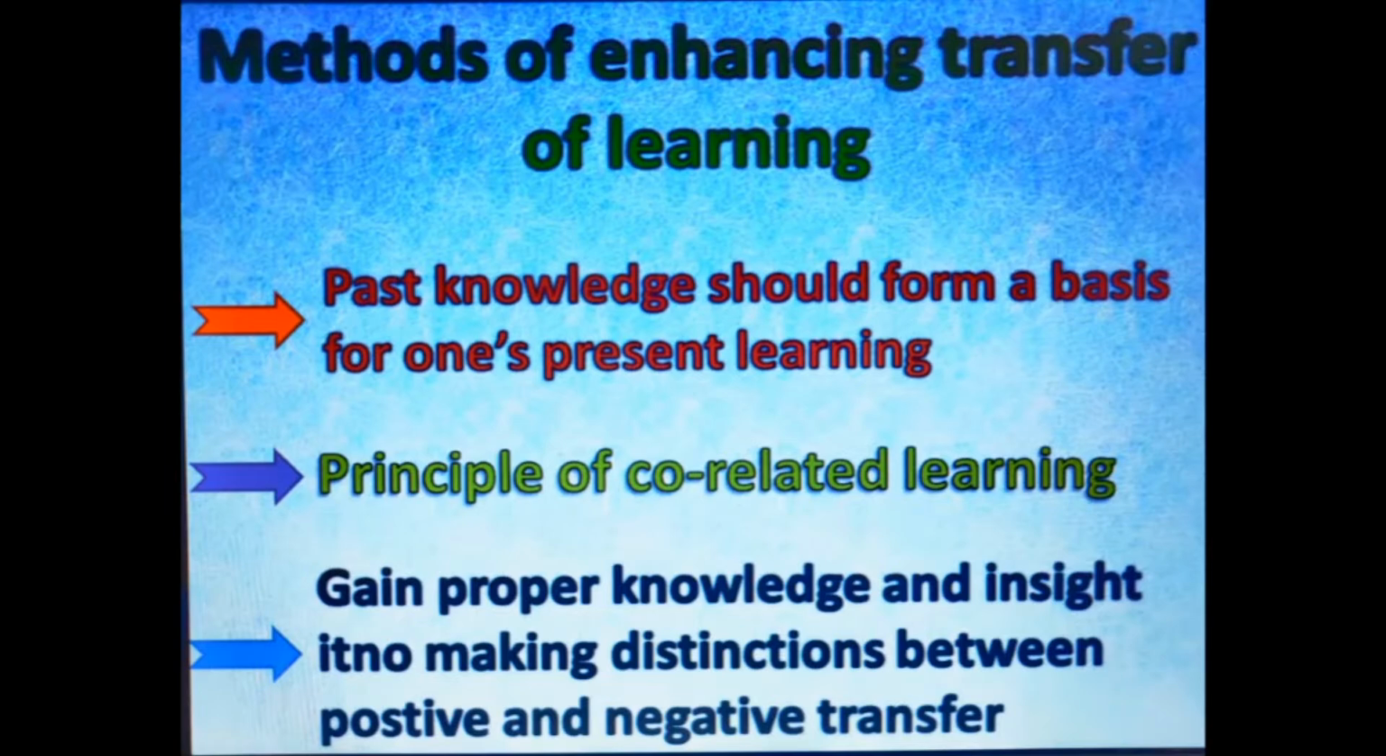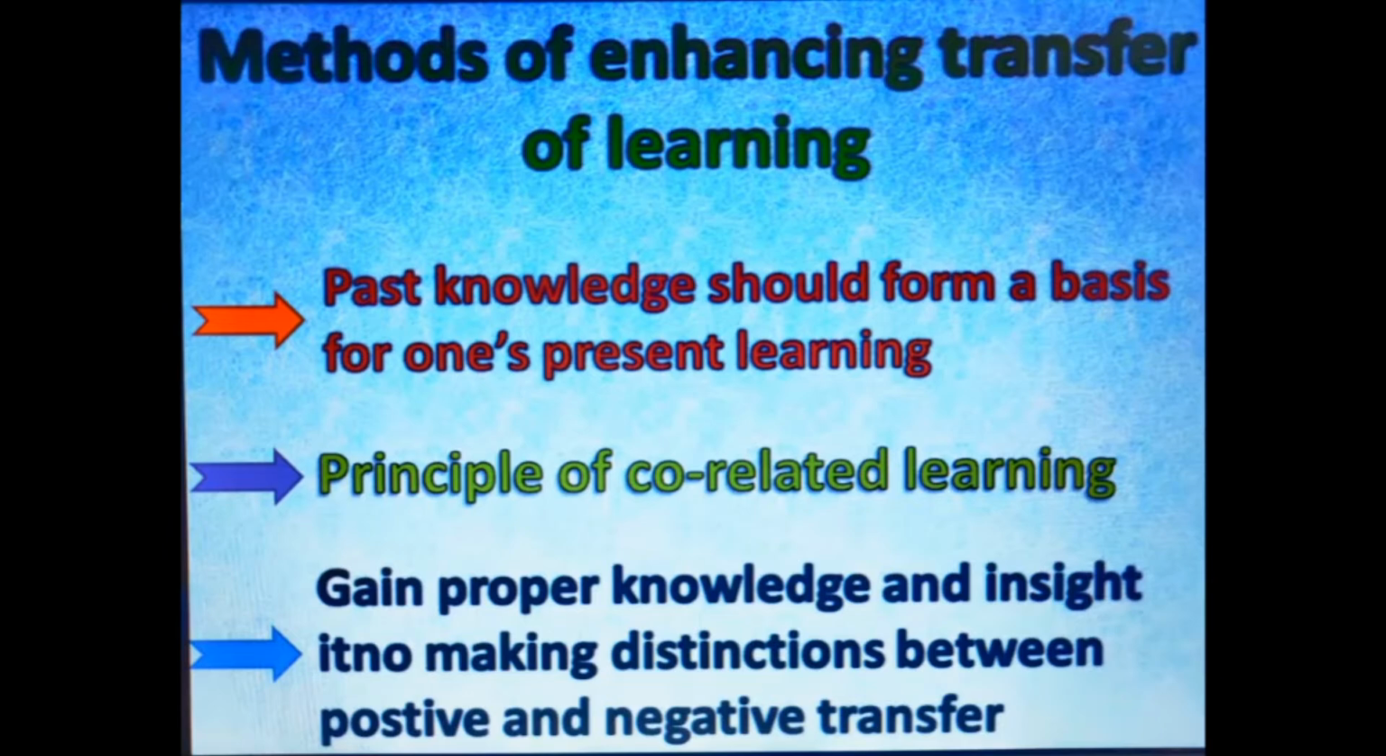Now the next is methods of enhancing transfer of learning. There are different ways or methods for maximum transfer of learning to take place. The first is that past or previous knowledge should always be linked with the present one. Whatever the learner has learned or acquired should form a basis for present learning. So the student must take advantage of his past experiences so that it will be helpful in learning new things in a present situation. Proper transfer of learning will take place with the help of past experiences or prior knowledge.